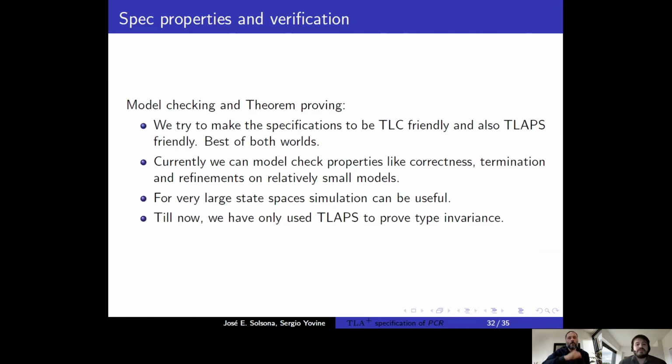So some remarks about model checking and theorem proving. We always try to make the specifications friendly with the model checker TLC and the theorem prover TLAPS. Currently, we can model check properties like correctness, termination, and refinements on at least small models. Whether it is possible or not depends heavily on the problem. For very large state spaces, simulations can be useful. We believe model checking is useful to make sure that our intuitions are correct. Currently, we have only used TLAPS to prove type invariance, but we hope to prove correctness and refinement properties.